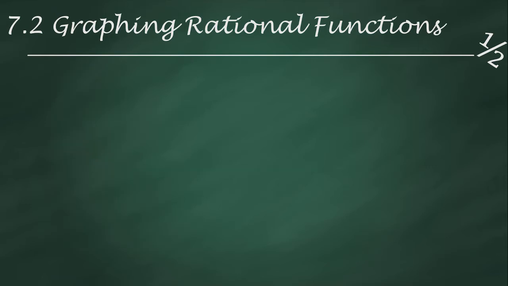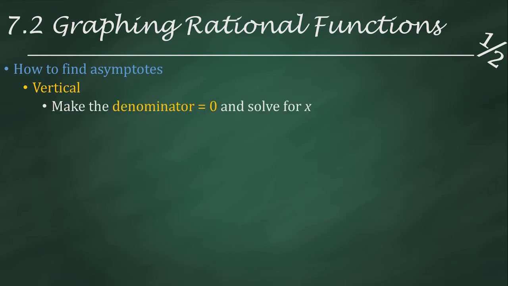In order to graph rational functions, you need to be able to find the asymptotes. The vertical asymptotes are pretty simple to find. What you do is you take whatever the denominator is, you make it equal to 0, and you solve for x. And that gives you little equations like x equals 2 or x equals 3. Those are the vertical asymptotes.